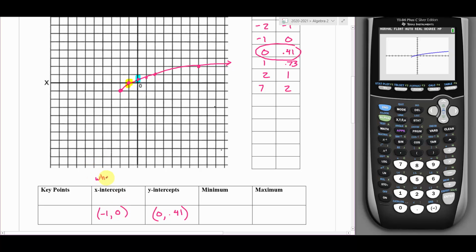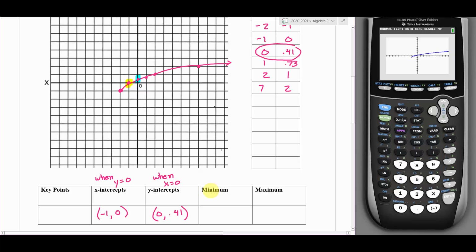So this can be another way of finding this, right? So x-intercepts occur when y equals 0, and the y-intercept occurred when x equals 0. Right? And that makes it easy to find in the table. You can see our x-intercept here at -1, 0, and our y-intercept here at 0.41.